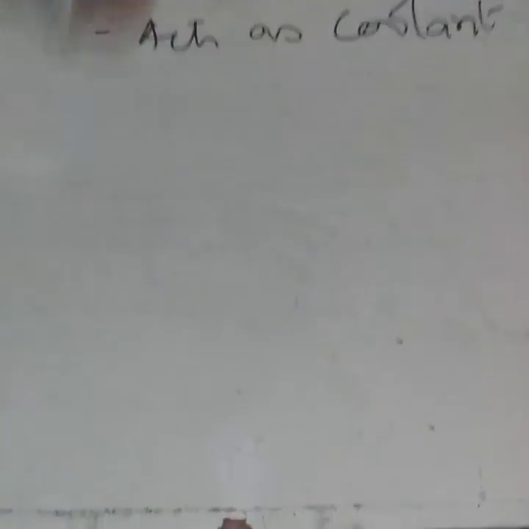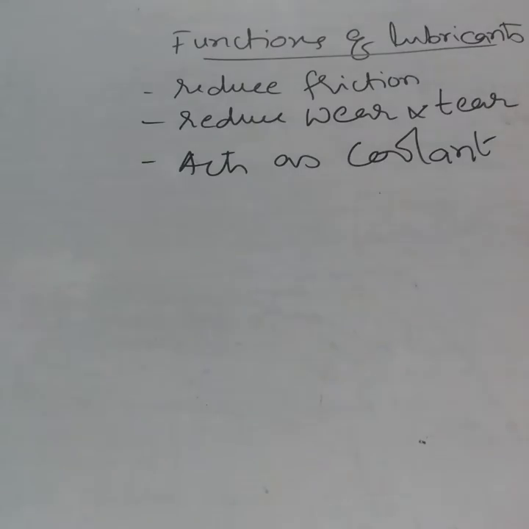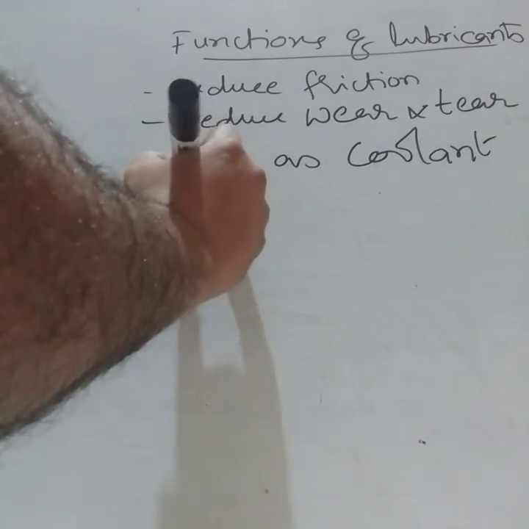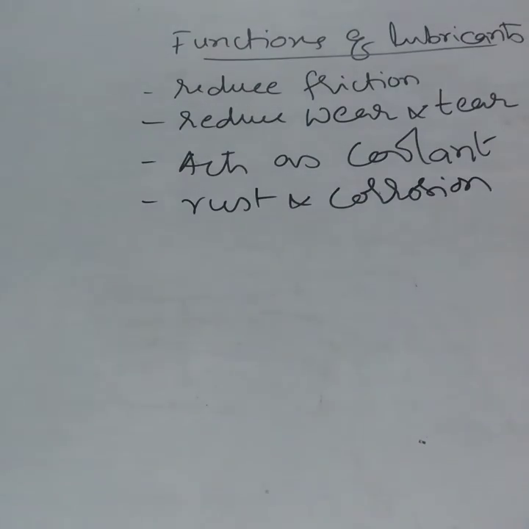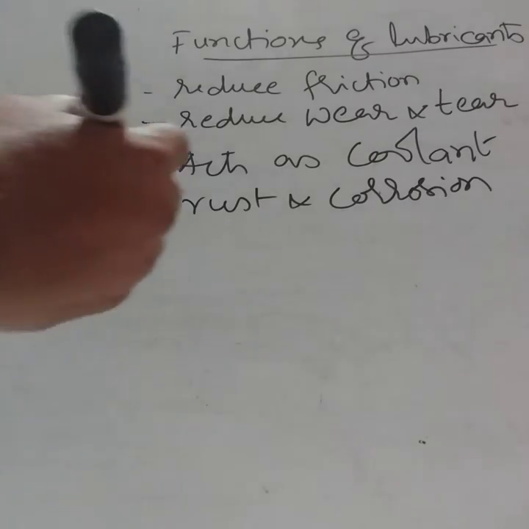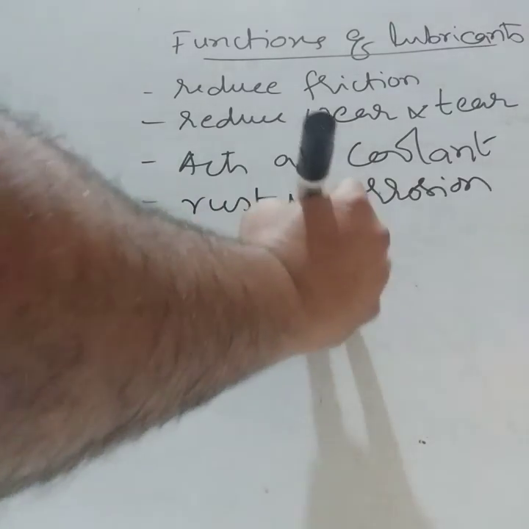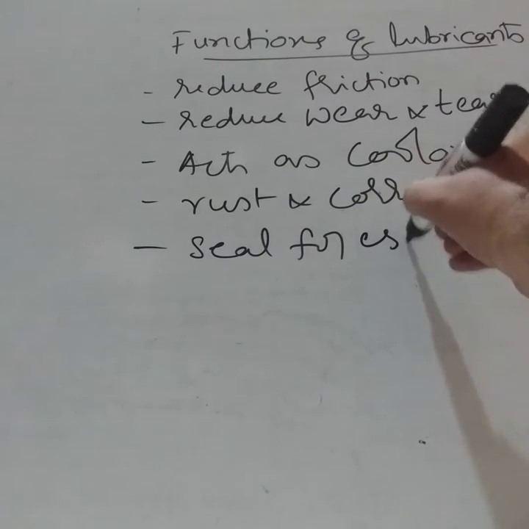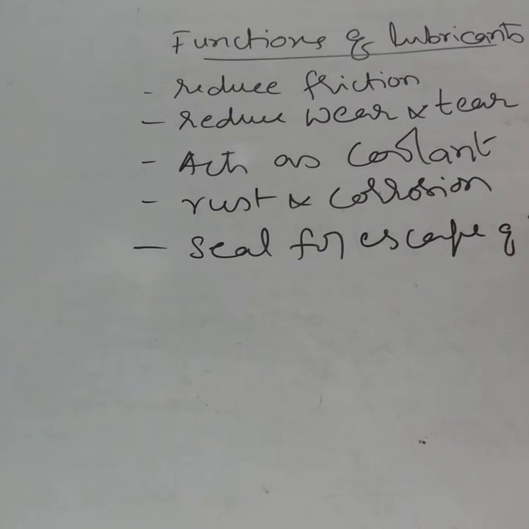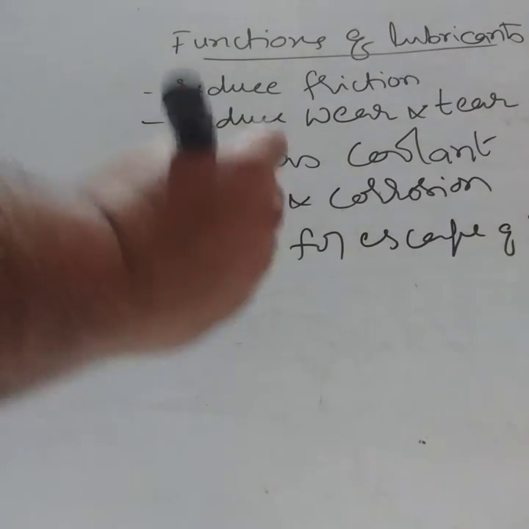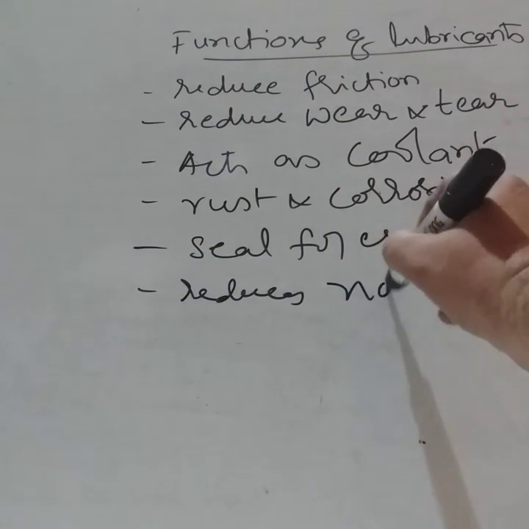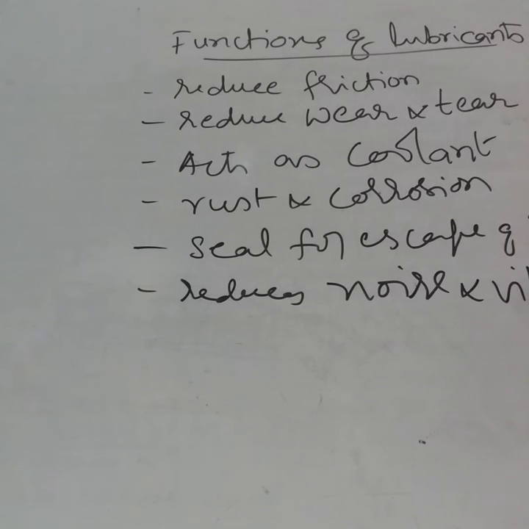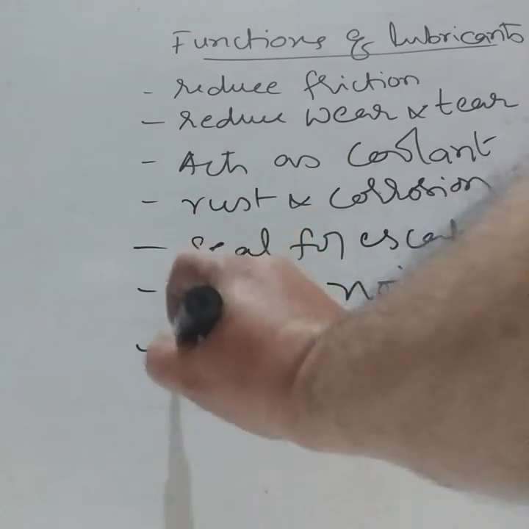Then it also protects the part from rust and corrosion. That is another function of a lubricant, and it will also act as a seal against escape of gases. Next, it will also act as a damper, that is, it reduces noise and vibration of moving parts, and it will also clean the surfaces to some extent.